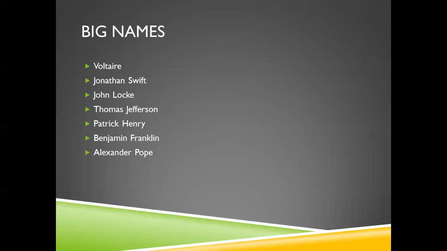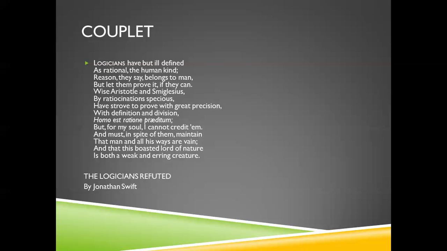Let's look at an example. This is from Jonathan Swift, one of our big names. This is an example of a couplet. This is an excerpt from The Logicians Refuted. And when we read it, you will automatically notice some very obvious Enlightenment philosophy.